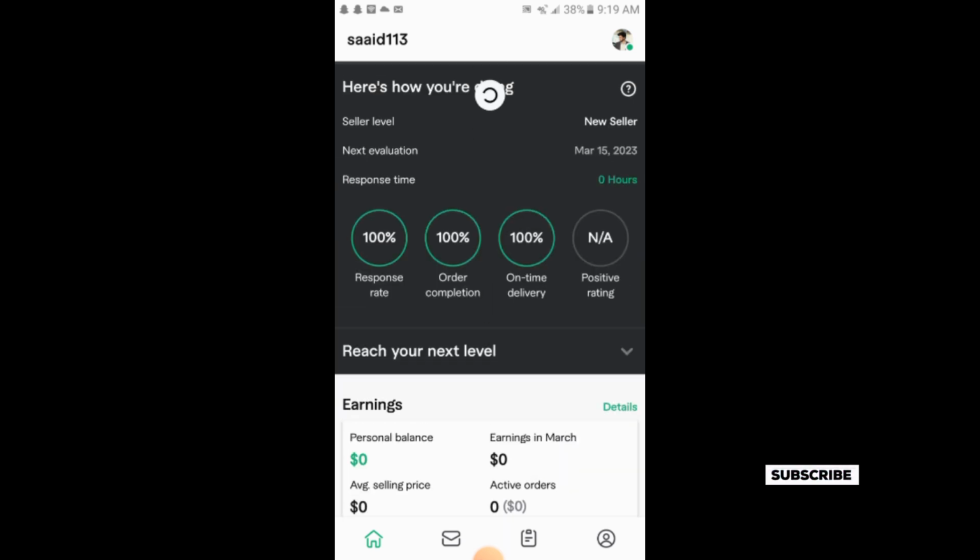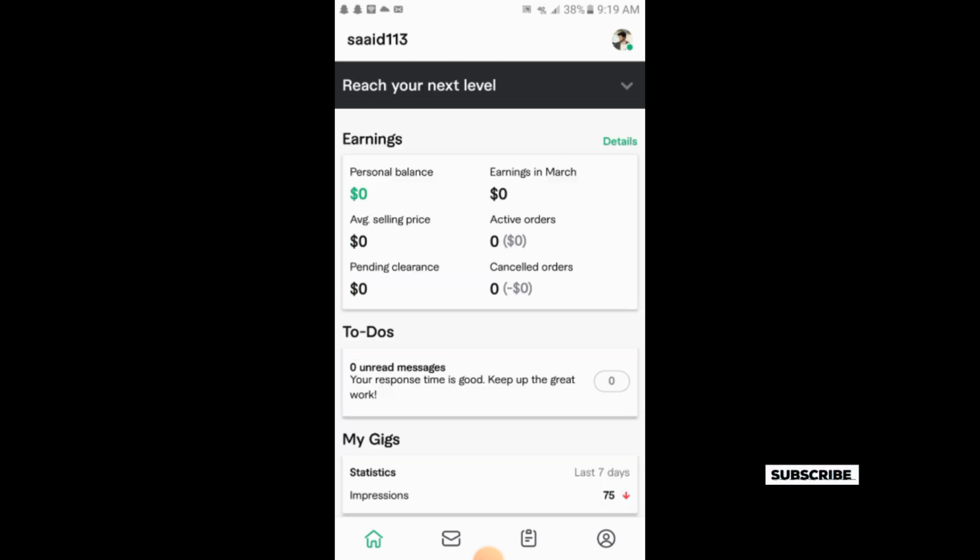So this is the simple process of checking the impressions of the Fiverr account. Overall, these are the overall gigs impressions.